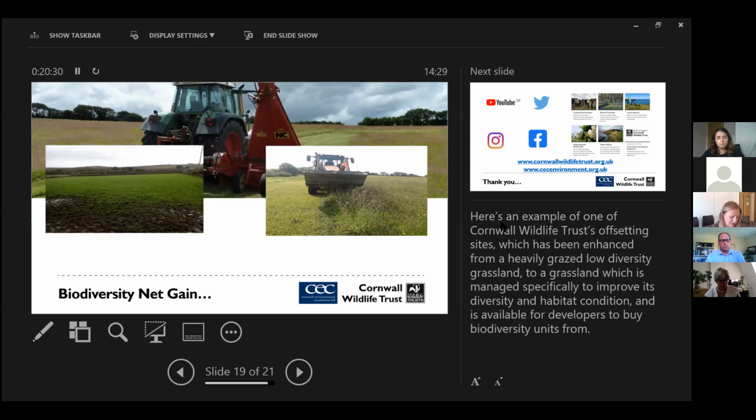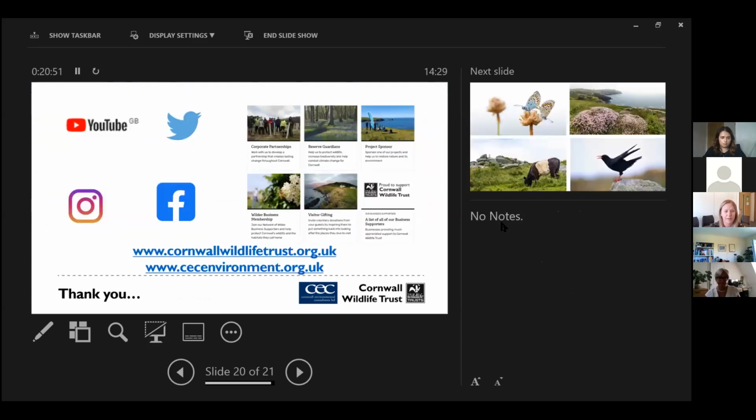On the left-hand side, you can see that we've got some heavily grazed, low-diversity grassland, and on the right-hand side, through offset payments, we have invested in that land and we've improved its biodiversity and habitat condition. And developers are now able to buy biodiversity credits from us.